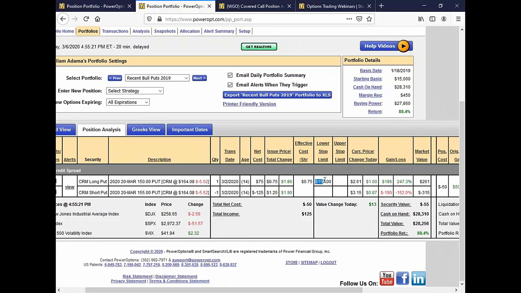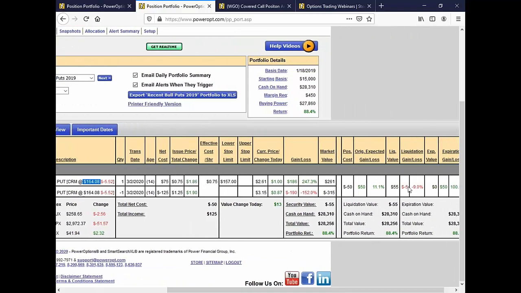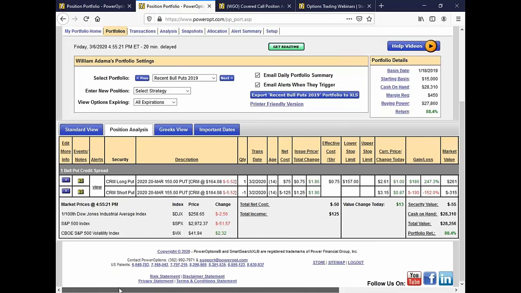Your stop was at 157. It triggered that, but again, the stock recovered a little bit today in the mid-afternoon and at the end of the day. And so right now your liquidation value is a loss of only $5. Your expected profit, 50 cents, 11.1%. And if the stock stays where it is, you'd expect to have that in 14 days.